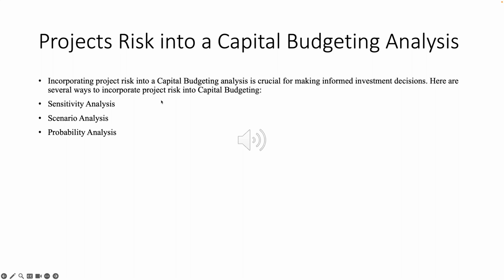Probability analysis. This involves assigning probabilities to different scenarios based on the likelihood of each event occurring. For example, you could assign a 70% probability to the most likely scenario, a 20% probability to the best case scenario, and a 10% probability to the worst case scenario. By calculating the expected NPV or IRR, you can incorporate the project's risk into your analysis.